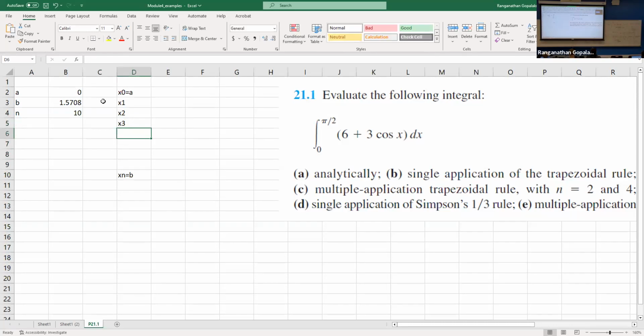So I need to have x3. This column D I'm writing for your reference. I don't need to write it otherwise. So I have i starting from 0, 1, 2, and you can just drag it all the way until B.